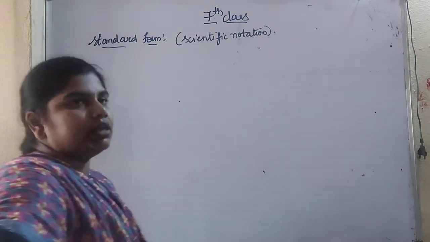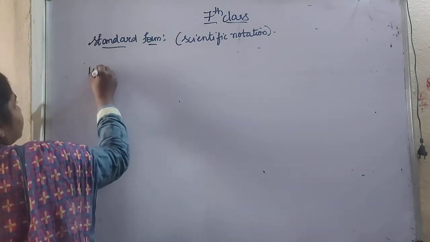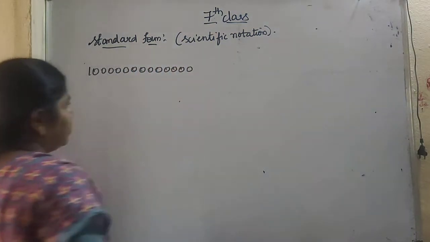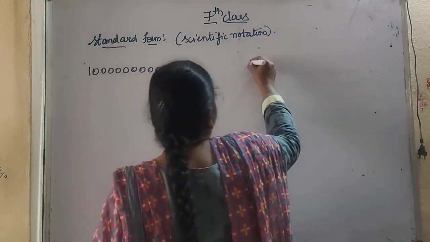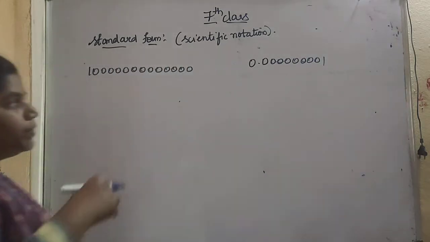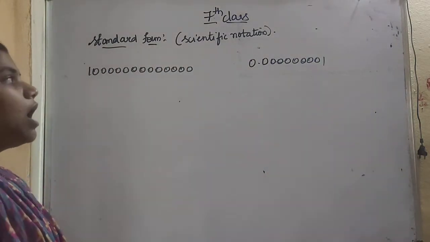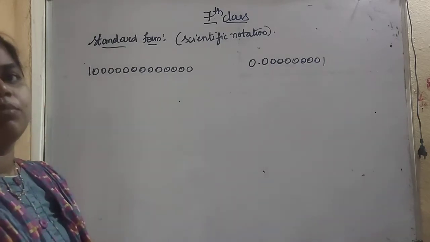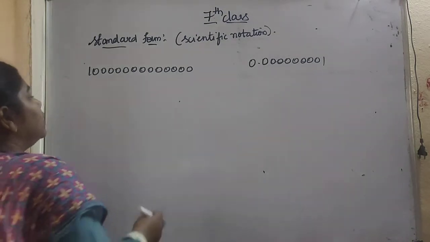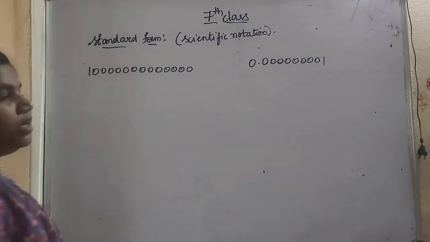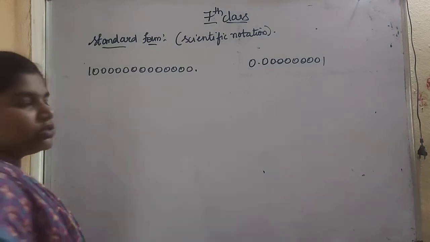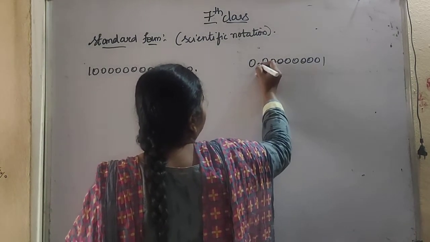Okay, so suppose I am taking the biggest number here. So this is the very biggest number and this one is the very smallest number. How to convert this biggest number and smallest number into scientific notation, in simplest form, in standard form, we will see here. If you see the biggest number, you are not seeing any point here. That means the point is at last. If you see the smallest number, you are seeing the point here.